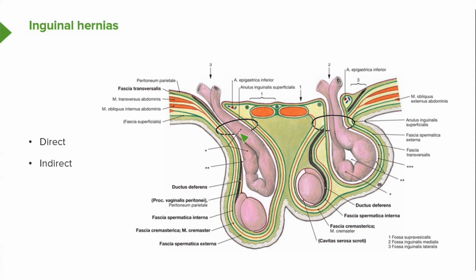The left side of the image shows an indirect hernia. Here the intestinal loop is passing lateral to those inferior epigastric vessels. Therefore, it will pass into the inguinal canal and will have to exit at the level of the superficial inguinal ring, which is at this general location. And then once it passes through the superficial inguinal ring, it can then herniate into the scrotum.